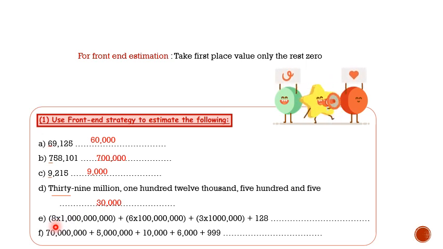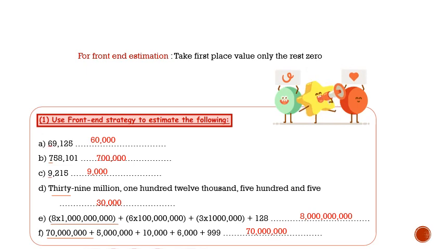Next example, this number is in decomposed form. I don't look at the whole number, just take the first place value I have. I have 8 in milliards, so it will be 8 milliards as estimate for this number: 8 milliards, 600 million, 3,128. The next example is in expanded form, 70 million, 75 million, 16,999. I only take 70 million. So this is the first strategy, front-end strategy.